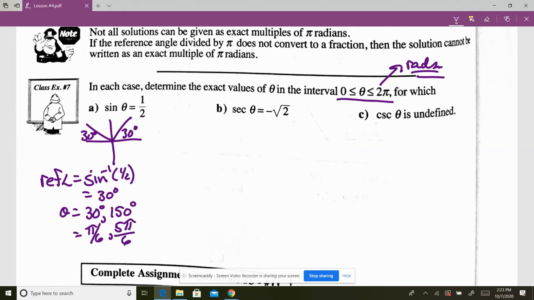Let's do secant is equal to negative root 2. Okay. Secant. What is secant? 1 over what? Cosine. So that means that this is cosine is equal to negative 1 over root 2, right? We can just flip that. Where's cosine negative? Two and 3.